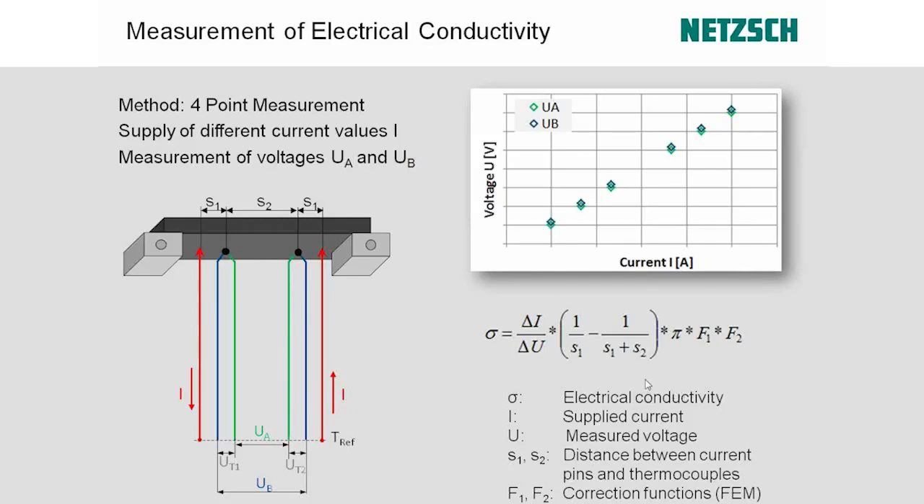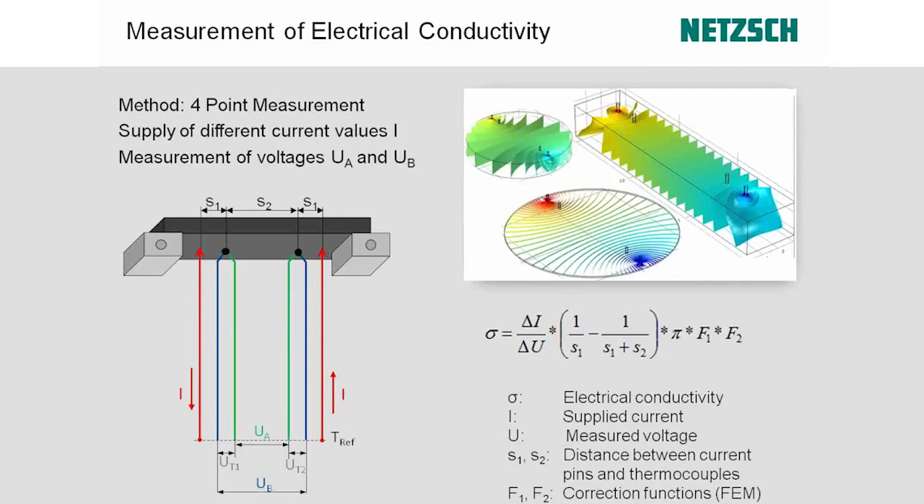So the equation to calculate the electrical conductivity appears here. We are using the slope of the change in current over the change in voltage, and the distances S1 and S2. And finally, some correction functions, F1 and F2, which have to do with the geometry of the sample.